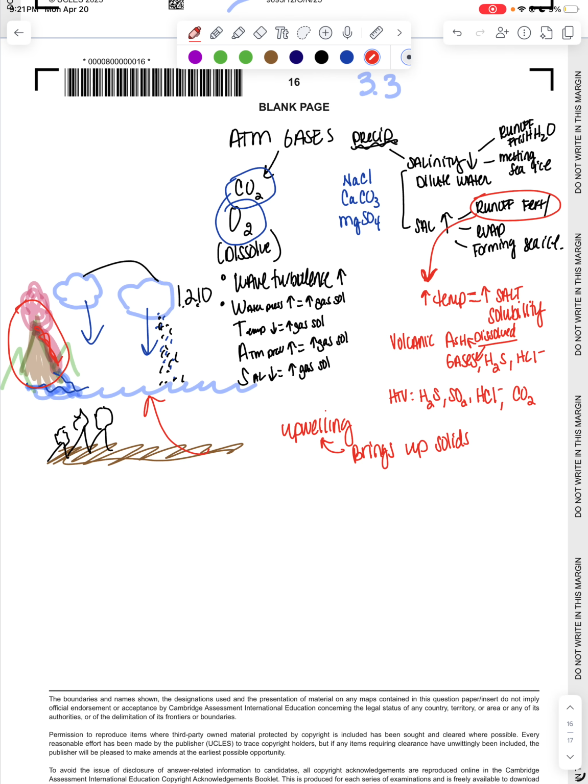Brings up solids, or I guess nutrients, but also solids. This could be the nitrates, phosphates, calciums, magnesiums, carbonates, things like that. And what can increase it? We can have an increase in offshore winds.